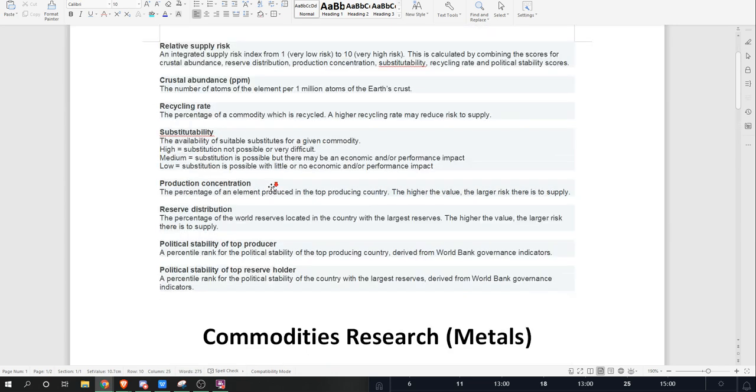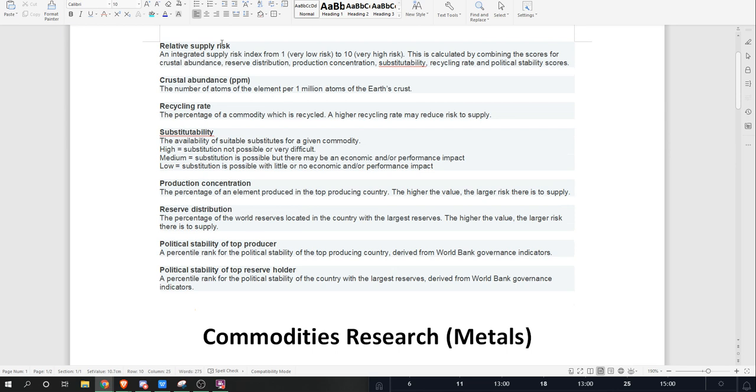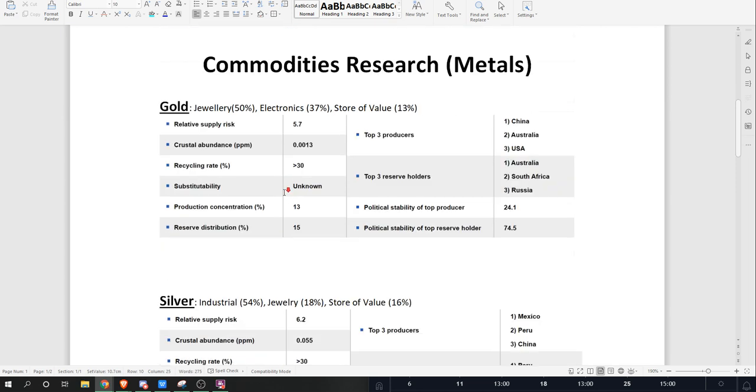So first things, we're going to look at some kind of rankings, I guess you could call it, for these metals, and we see that there are certain specifications that we are looking for. We're going to look at relative supply risk, the recycling rate, the ability to substitute that metal with another metal, and then also the production concentration, reserve distribution, political stability of top producer, and political stability of the reserve holder. So we're going to get into this right now.